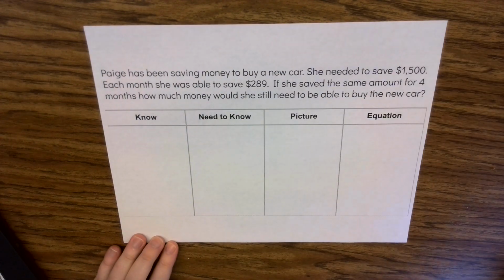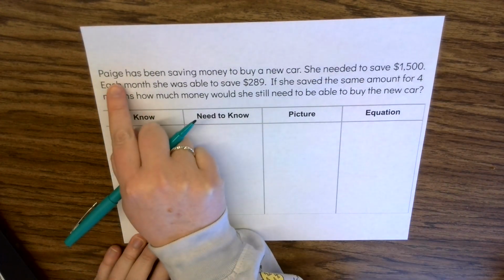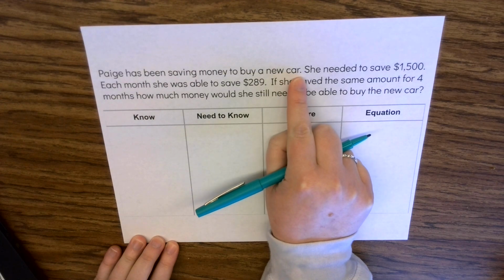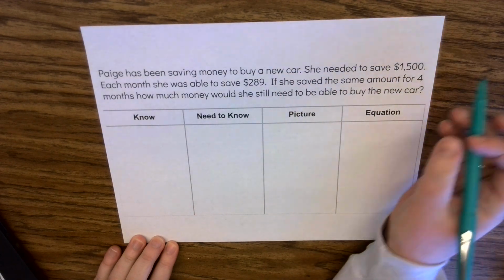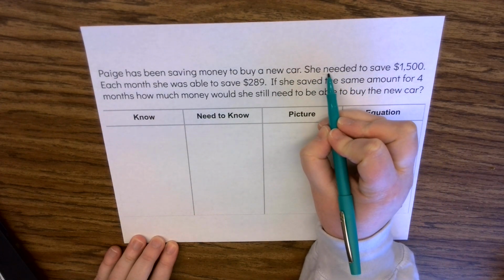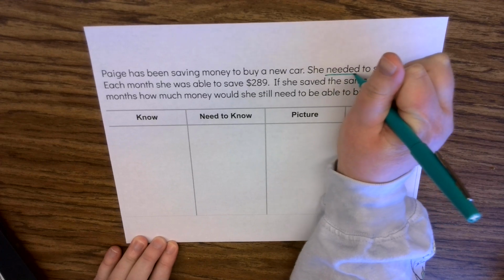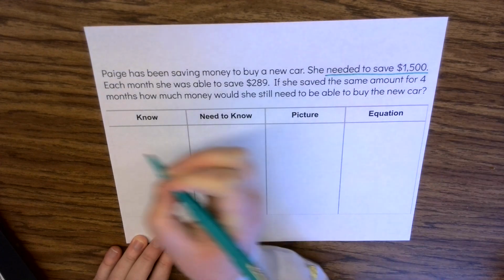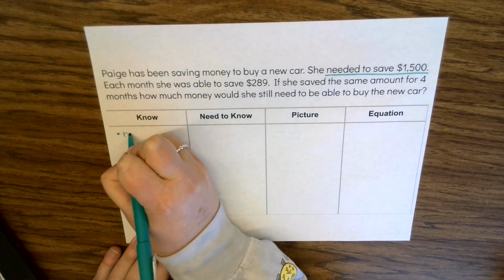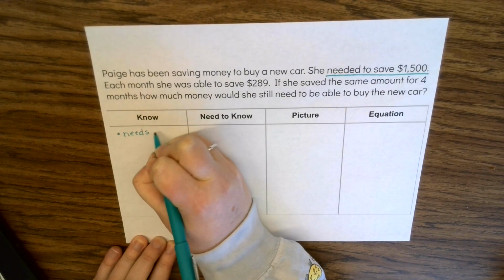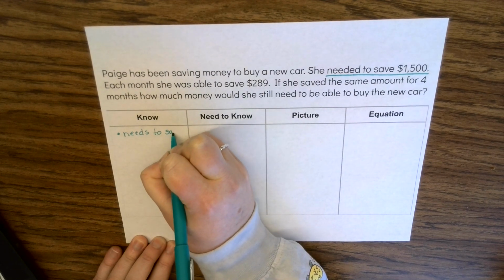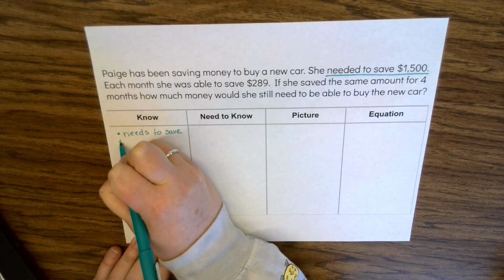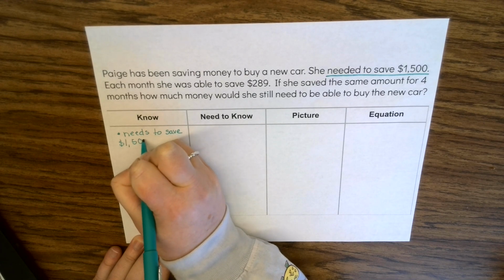All right. So let's go over this problem here. So we know that Paige has been saving money to buy a new car. She needed to save $1,500. So we know she needs that much. I'm going to put that as my need to know. Needs to save $1,500.